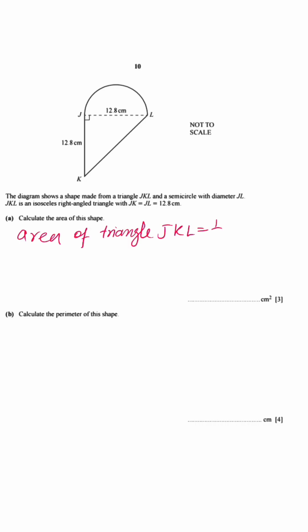Area of triangle formula is 1 by 2 base into height. Base is 12.8, height is 12.8. So both are multiplied and divided by 2. Using calculator we can find 12.8 multiplied by 12.8 divided by 2, that is 81.92. 81.92 is area of triangle.